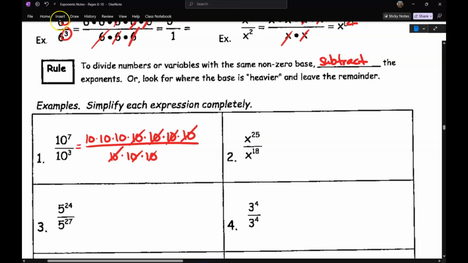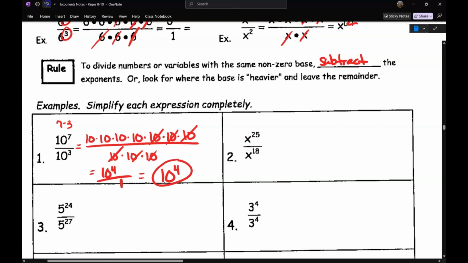We have how many extra 10s? Whoops, I shouldn't have marked that last one. We have 4 10s left over and they're in my numerator. So that means we have 10 to the 4th. All my denominators canceled out. That leaves me a 1. So this is just 10 to the 4th, which was 7 minus 3. I just subtract my exponents.